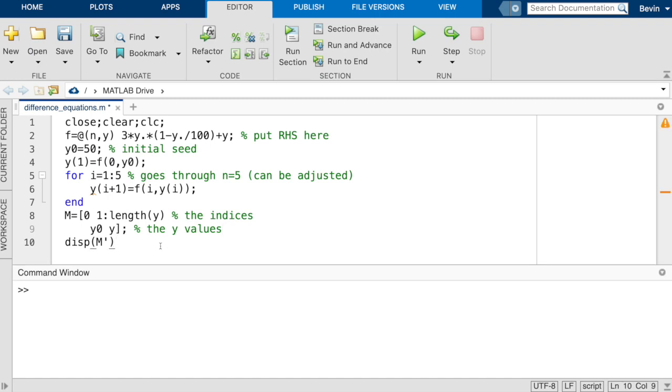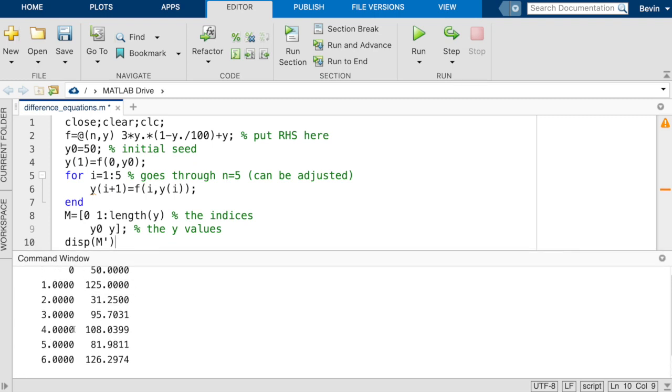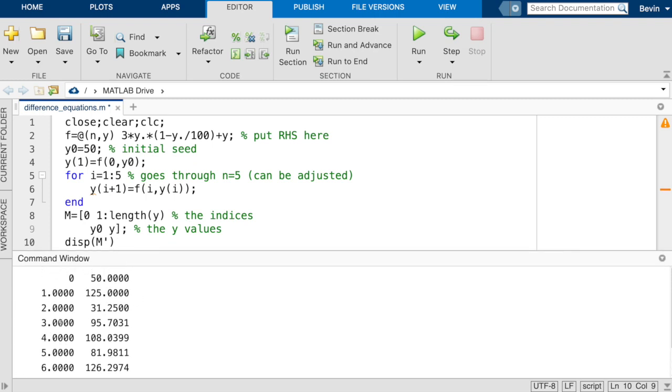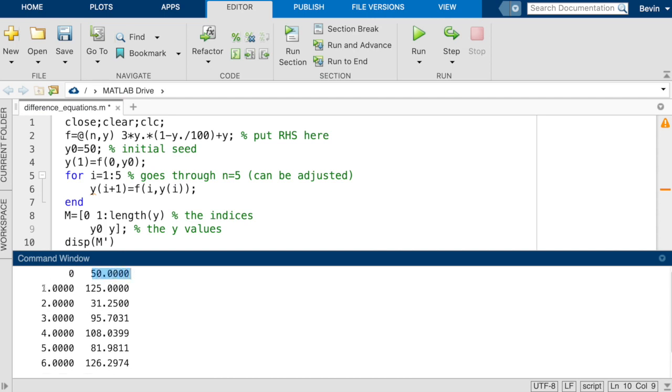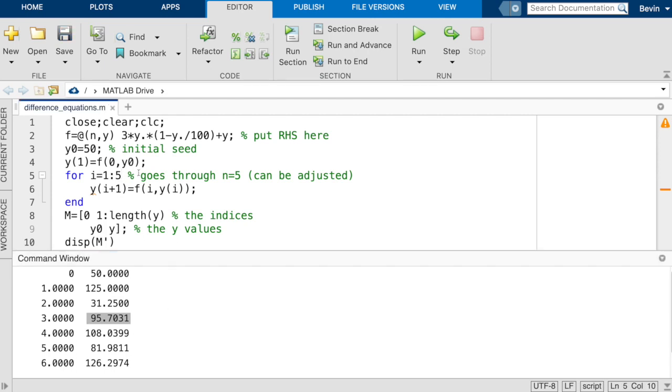What we're going to get is a matrix. And what the matrix is going to do is in the left-hand column, it's the subscript n. So starting with 0 corresponds to 50. And then n equals 1 was 125. So I got that right with my little mental math, never quite sure. So that's why I like MATLAB so much. N equals 2, it's 31.25. N equals 3, it's 95.7, etc. If you wanted to generate the first 50 terms, you could do that. You would just adjust line 5.